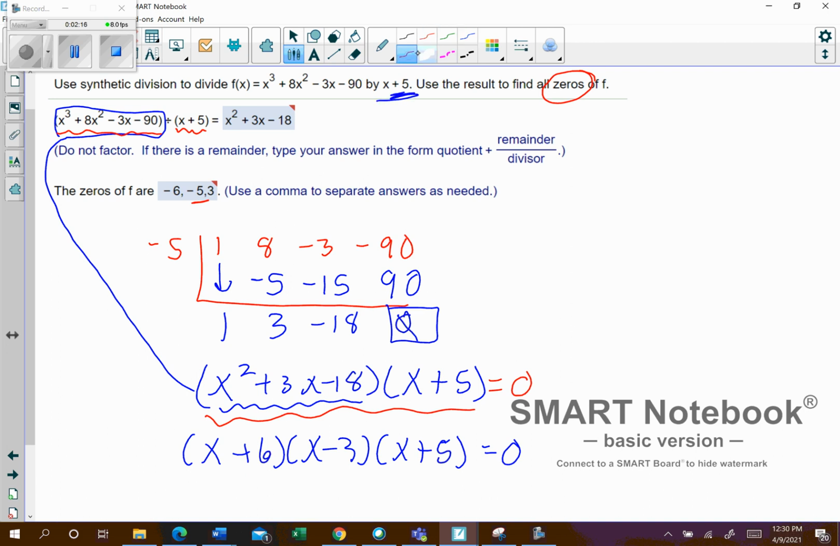So then from here, that's how you figure out all your solutions. Set each one of these equal to 0 and solve, and so that's where you get the -6. This is where we get the -5, and then this is where you get the +3. So hopefully that helps you out there.